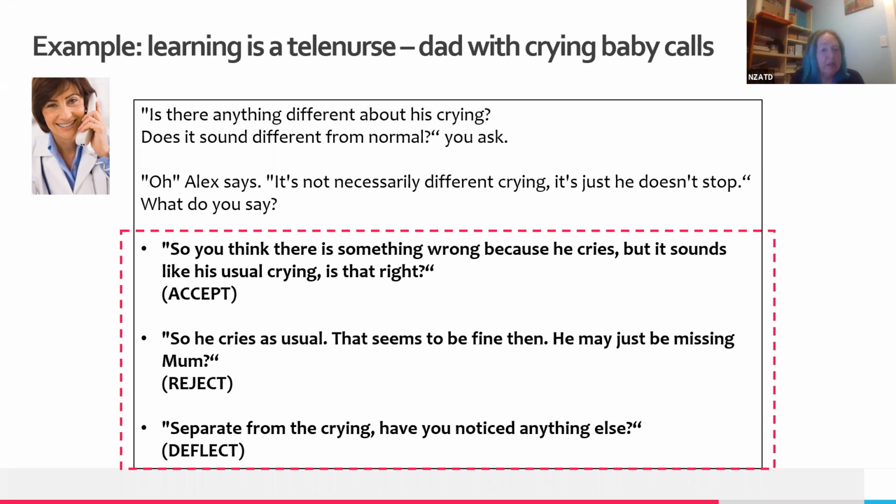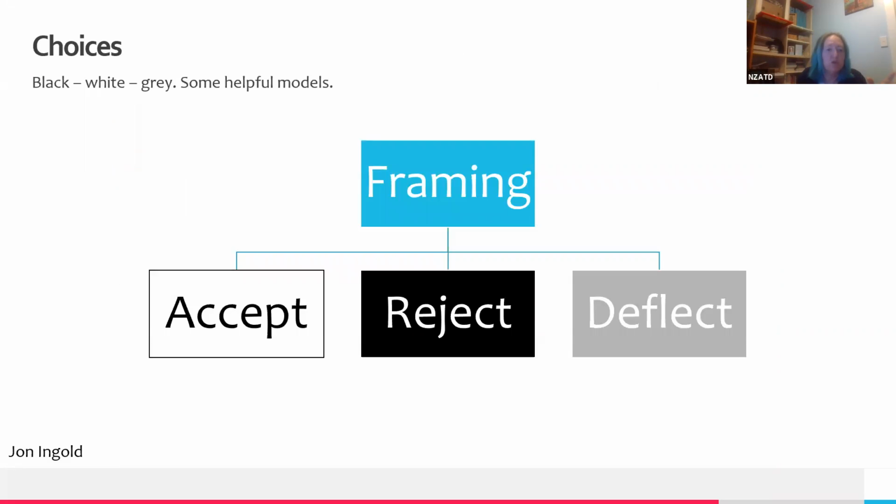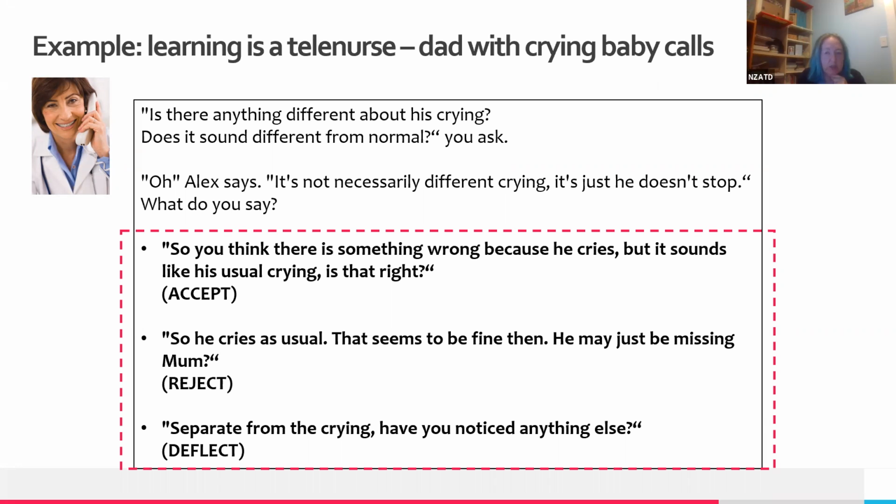And deflect is you don't really reject what he's saying, but you think like, let's go on. So separate from the crying, is there anything else? So you deflect that conversation about the crying being normal or not normal. So that's how you can use that model to think about your answers. And so they're going to give you that nice thing that we want, like not just black and white, but also something gray. So that's a model you can work with, accept, reject, deflect.